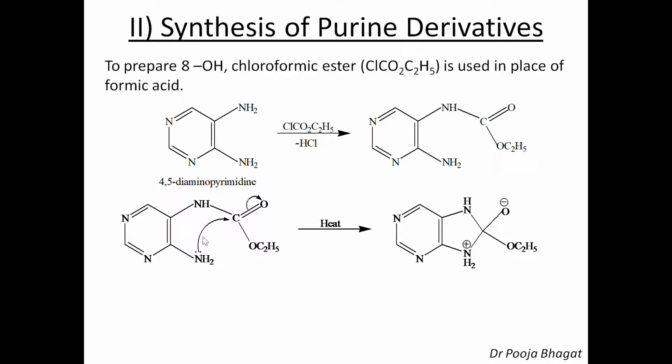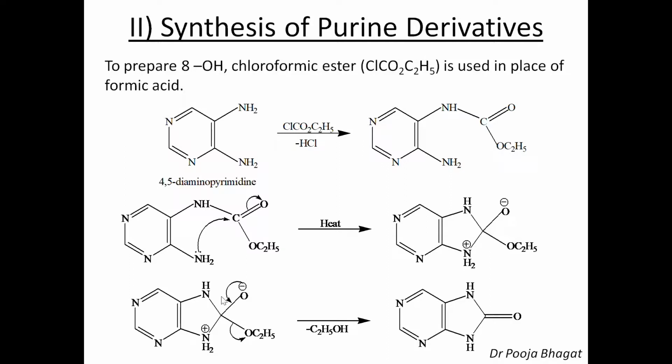Now the lone pair of electrons of this nitrogen will attack the carbon and the pi electrons will move towards the oxygen. So you will have NH2 positive and O negative and there is a bond between the nitrogen and carbon. Then this negative charge will come back and this goes out as C2H5O negative, ethoxide ion. From here, nitrogen has a positive charge, so loss of proton. So there is a loss of ethanol, C2H5O negative from here, H positive from here, and you will get this. So you can see that when we are starting with chloroformic ester, we end up with the ketonic group at the 8th position.